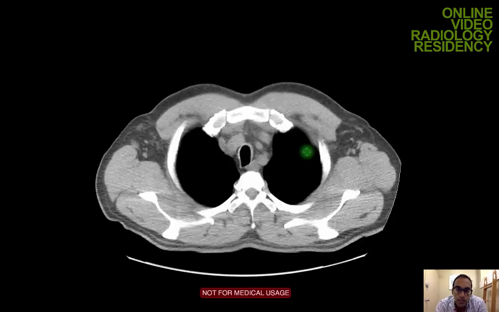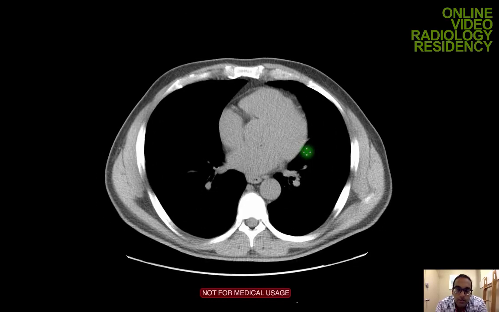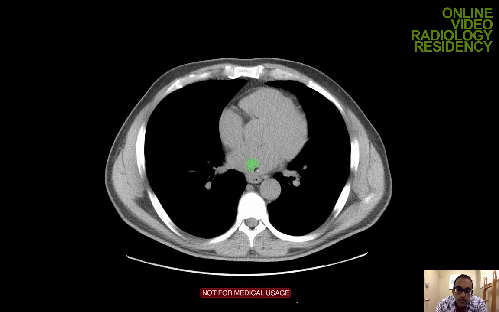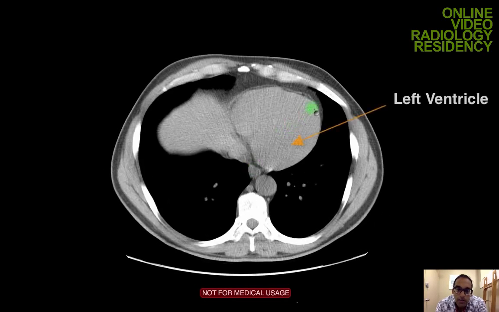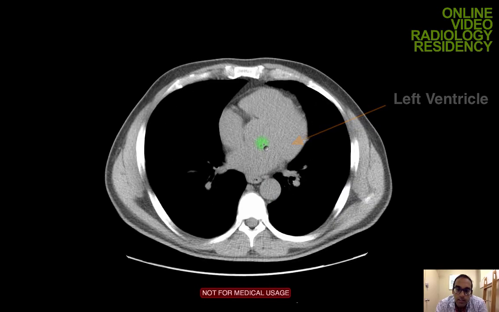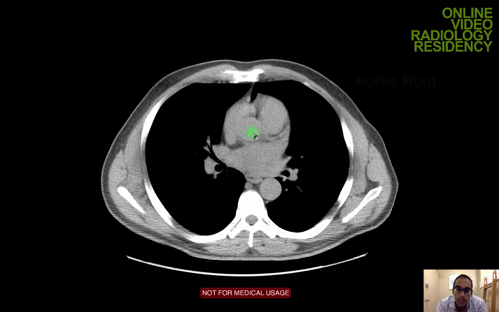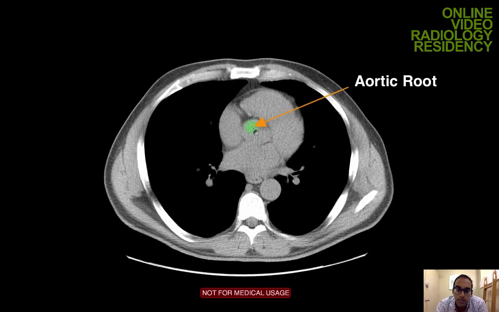So then going through the left side of vasculature, we can start here with the left atrium. And you can see here the pulmonary veins coming into the left atrium. We come down here, we can see the left ventricle of the heart. And as I keep coming up, I can see the left ventricular outflow tract, I can see the ascending thoracic aorta. Here are the coronary arteries.